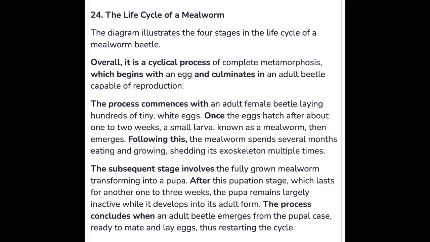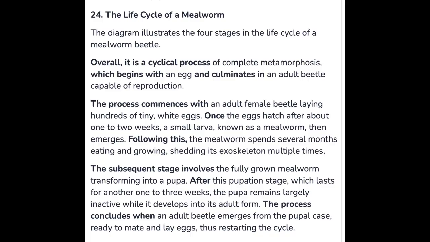After this pupation stage, which lasts for another 1 to 3 weeks, the pupa remains largely inactive while it develops into its adult form. The process concludes when an adult beetle emerges from the pupal case, ready to mate and lay eggs, thus restarting the cycle.